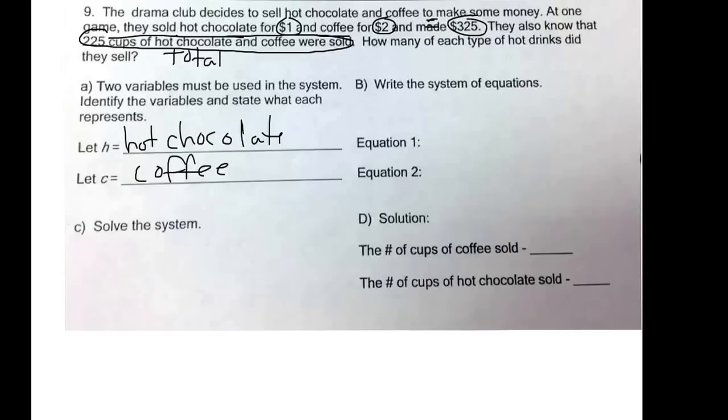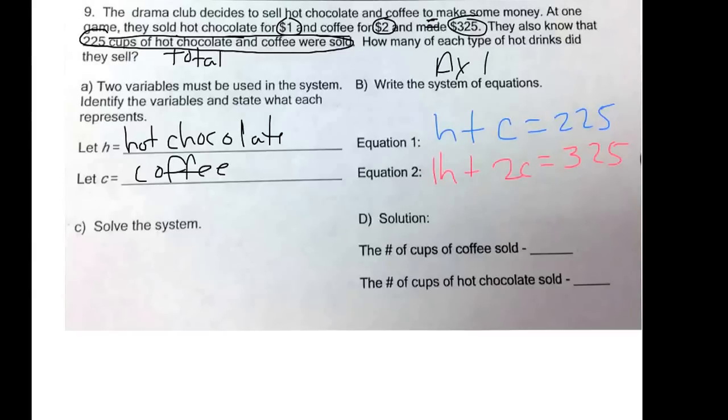Okay, so equation 1, I'm going to do my total for that. Equation 1 is hot chocolate plus coffee equaled 225 total cups of stuff. I'm going to do money in the other one. $1, $2, $325. It's $1 for a hot chocolate plus $2 for a coffee. These are both in standard form because they're in AX plus BY equals C. So to me this one's set up pretty good to do elimination.